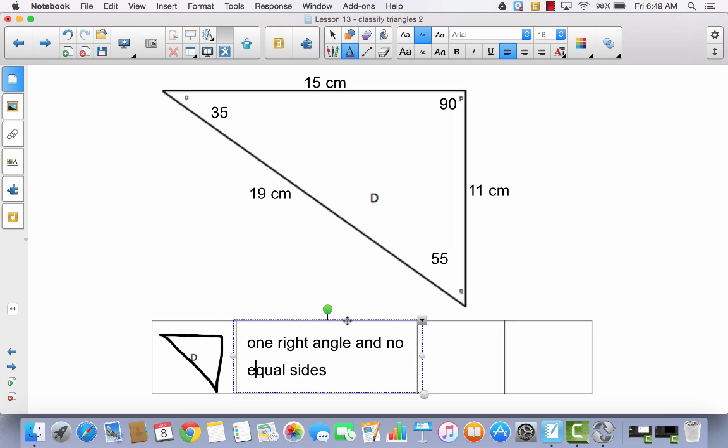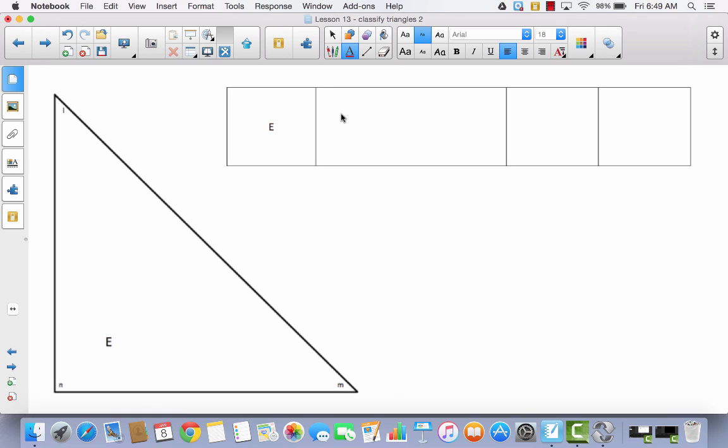All right, now let's go on to triangle E. So again, go ahead and measure all your sides and then come back.